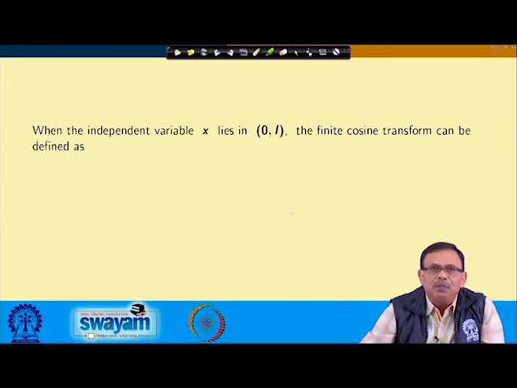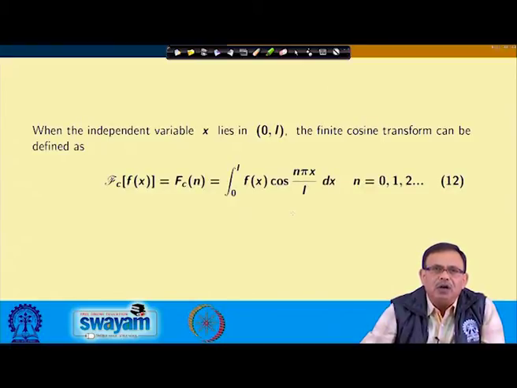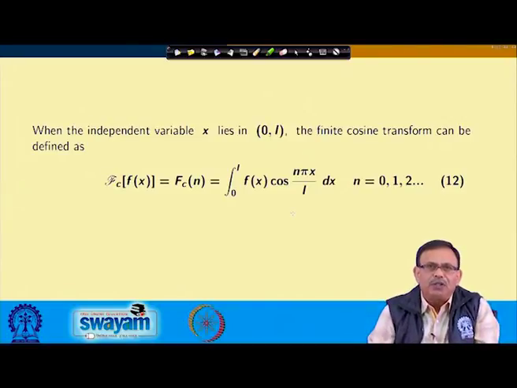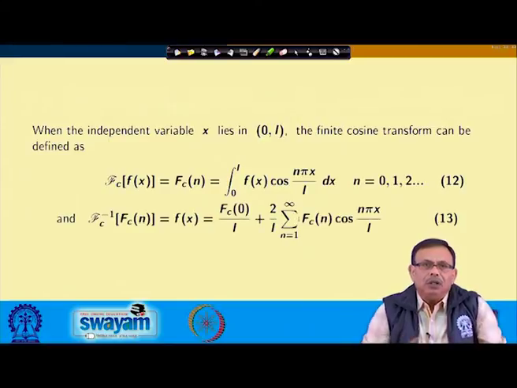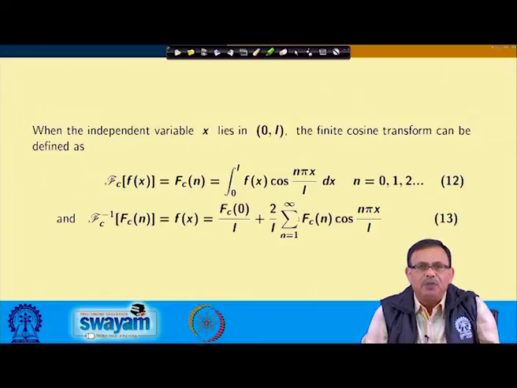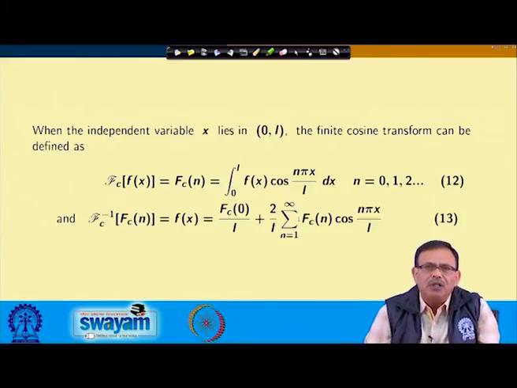And when the independent variable x lies in 0 to L, the only change will be the limit of the integration is from 0 to L. So, that f x cos n pi x by L, and this is n equals 0, 1, 2 like this, and the inverse Fourier cosine transform will be f x equals f c 0 by L plus 2 by L summation n equals 1 to infinity f c n into cos n pi x by L. So, by this way we are defining the Fourier sine transform, finite sine transform and finite cosine transform.